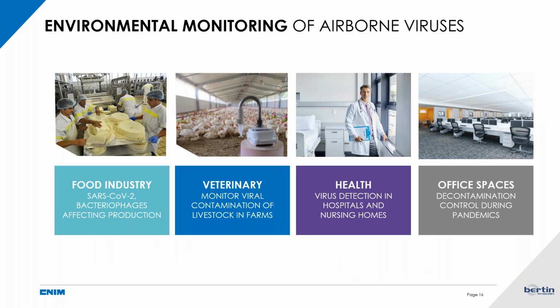And as you can imagine, the Coriolis can be used in any environmental monitoring, specifically for airborne viruses. So it can typically be used for SARS-CoV-2 detection, in the food industry, but also in a veterinary environment, in health and biomedical structures such as hospitals, and of course in office spaces if you want to control the decontamination.